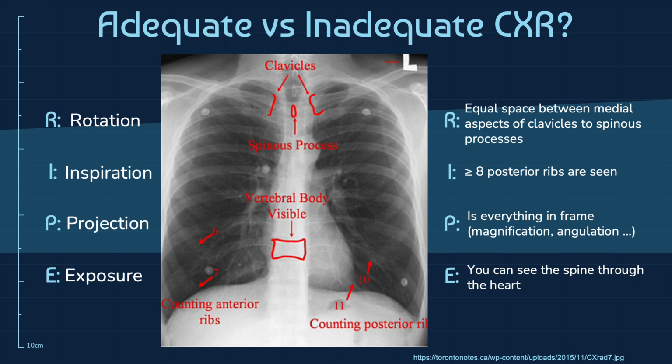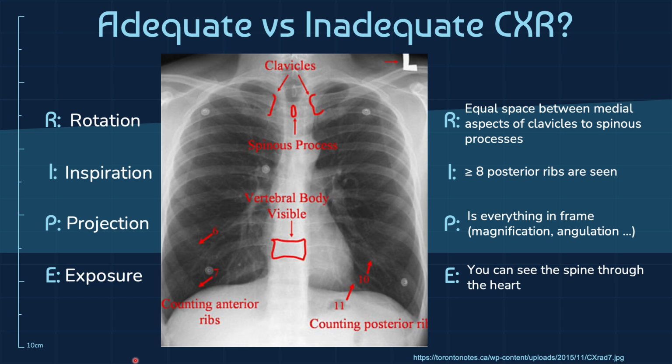Now, when I say rotation, remember that a chest x-ray is a 2D image of a 3D body, and if it was taken at a slightly different angle, certain anatomical structures may appear slightly distorted or different. And to determine whether you have decent or no rotation with your chest x-ray, you would want to look at the medial aspects of the clavicles and their distance to the spinous process. If you have an equal distance between both sides of the medial aspects of the clavicles, then you have a patient facing you head on.